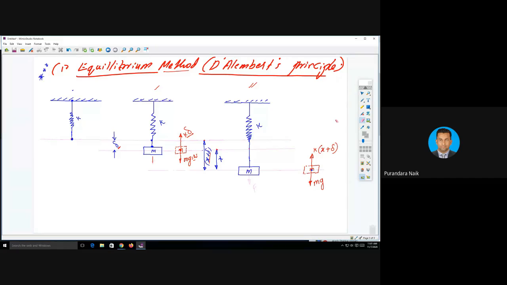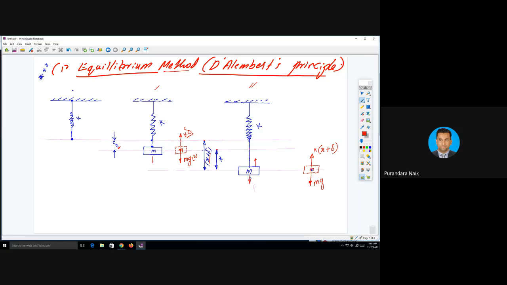Next, what else is there? Look at this, the equilibrium position. I am going to pull it to the extreme end and leave it, because it is a free vibration, right? What happens if you leave it at the extreme position? It starts to move in the upward direction, right? Because of the spring force, it starts to move upward.